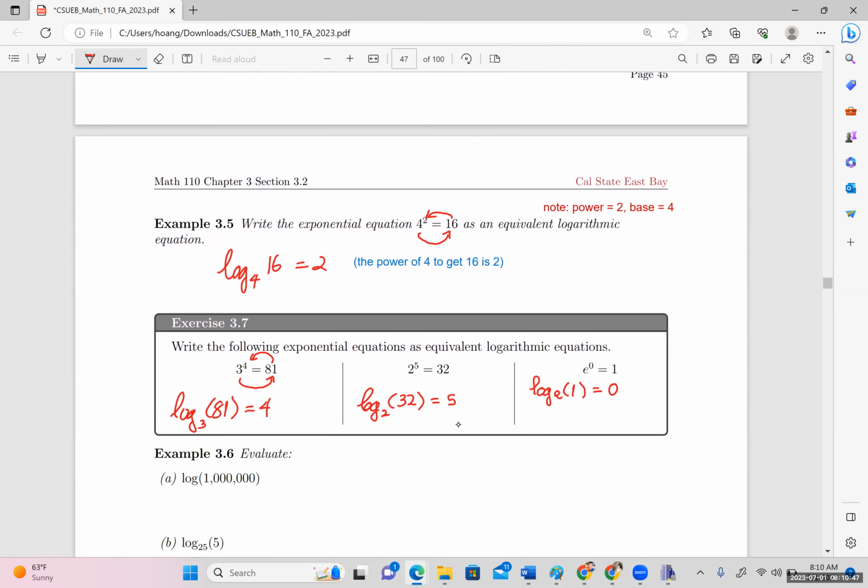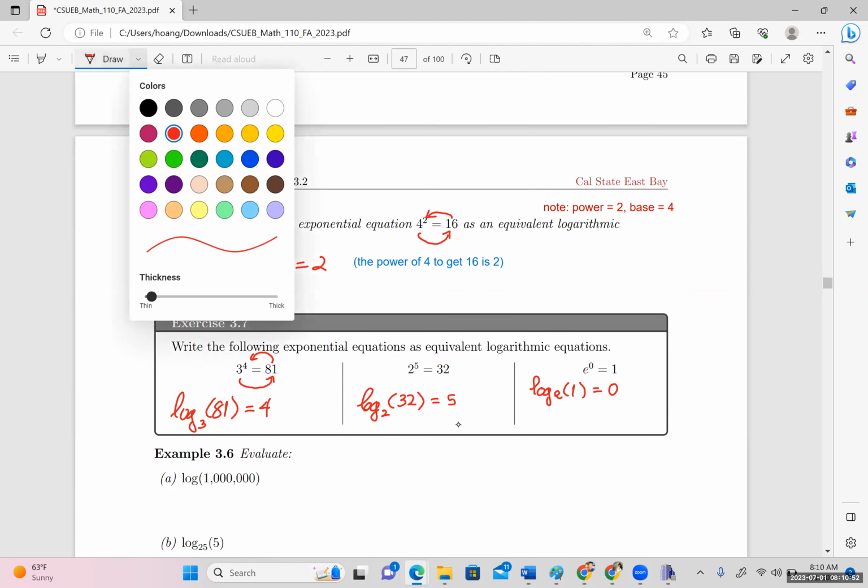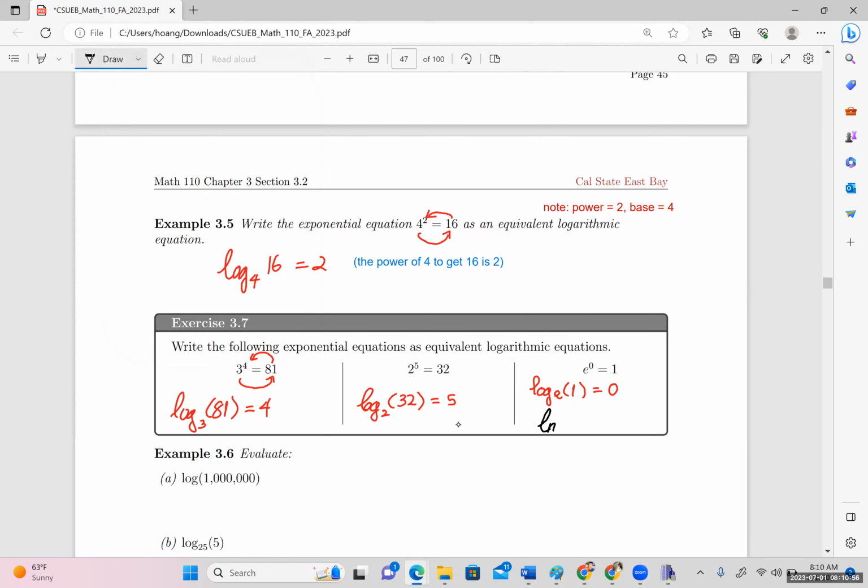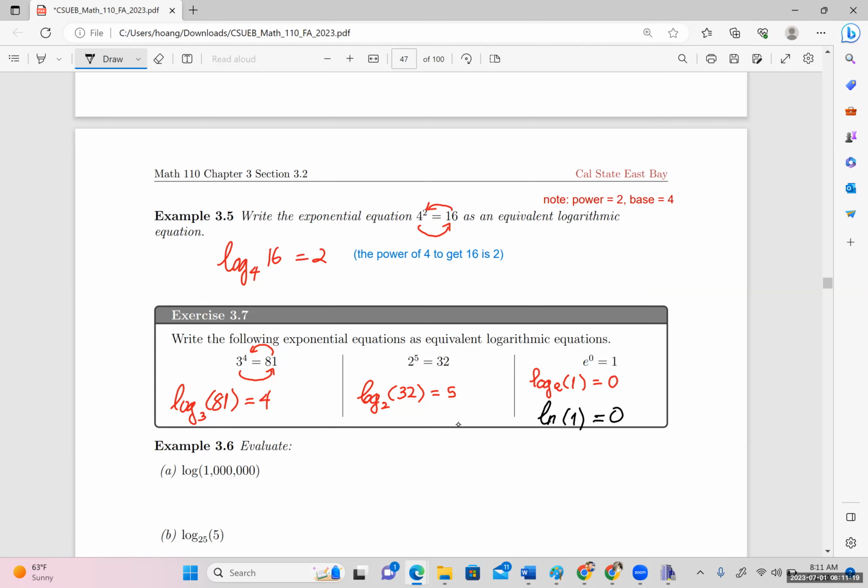Okay, we move down. Come back to exercise 3.7. Now I can change this to the form natural log of 1, right? We have a hidden base e there, so we don't have to rewrite the base e. We write it as natural log of 1, because natural log means log base e.